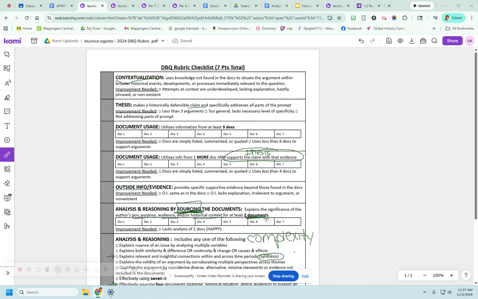You have to do this for 2 documents by using our HAPPY method. Either give historical context, point of view, purpose, or audience, or a combination of those to show that you really understand the source and maybe how it's biased or how it fits into history.